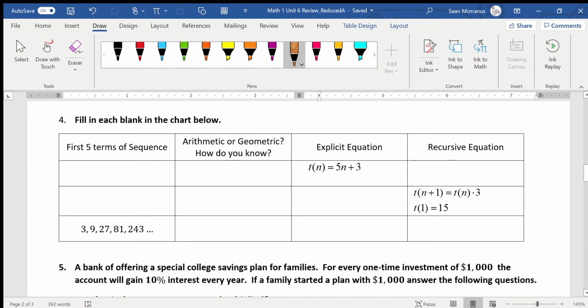All right, so we're on to our third section of the video review here. So question 4, fill in each blank in the chart below. So this is kind of going back into our old material. So first 5 terms of the sequence, is it arithmetic or geometric? It's only giving me one of these columns. So explicit equation, recursive equation.